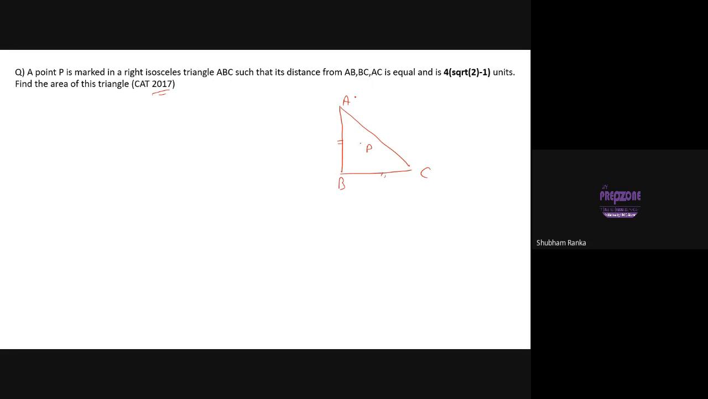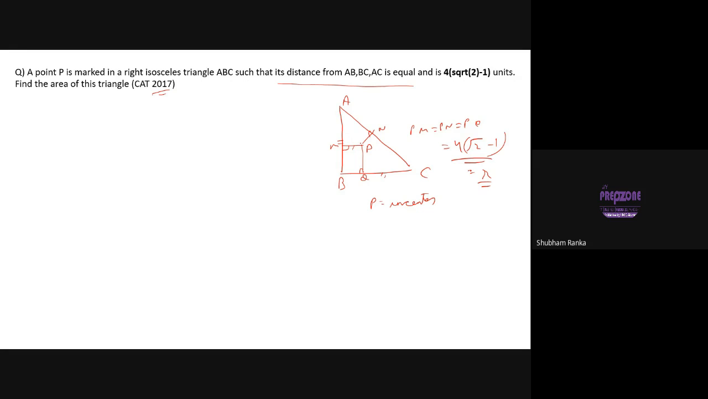It is equidistant from the 3 sides AB, BC, and AC. Distance from this is equal. So by definition, what is P then? Even if it's not written in the question, P is the incenter, because it's equidistant from the sides. PM, PN, PQ are equal as given, and this distance is given as 4 into root 2 minus 1. So this is the inradius.